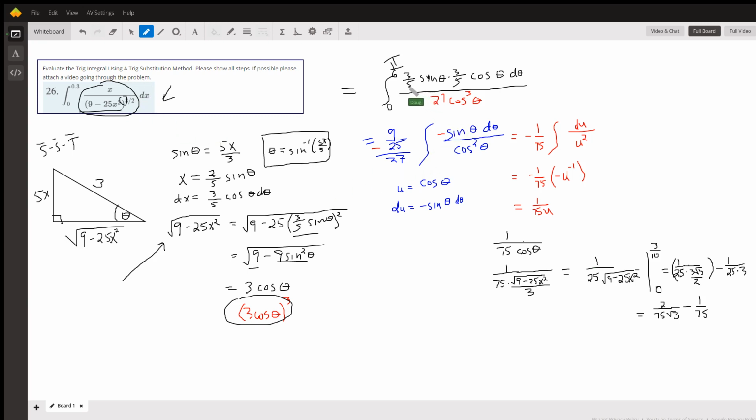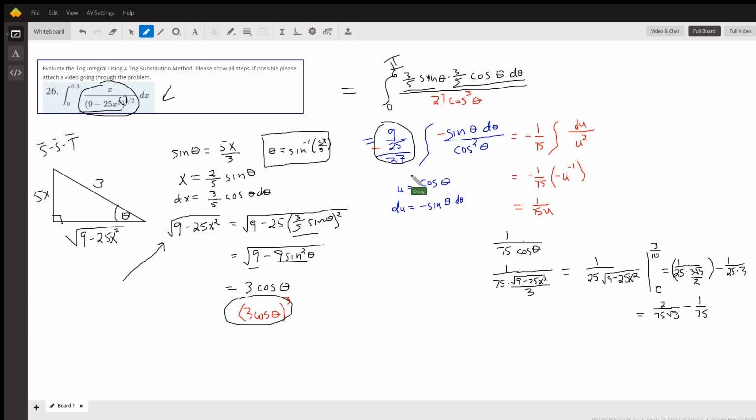Okay, so here's the x replaced with 3/5 sine of theta. Here's the dx replaced with 3/5 cosine of theta d theta. And here's this denominator replaced with 27 cosine cubed theta. 3/5 times 3/5 in the numerator is 9/25, which I factor out. Factor out the 27. We can figure out what this is in a bit. And then one of the cosines cancels out, so we get sine theta over cosine squared theta.